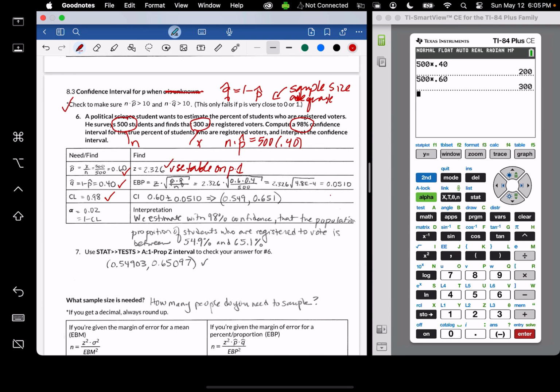And you might be wondering why we're using a z-score here. Well, for population proportion problems, we always use the z-score. We never use a t-score. All right, so now we're ready to calculate the EBP, which is z times big square root p hat q hat divided by n. So we plug in, there's our z-score, 0.6 times 0.4 divided by 500, take the square root of that, and then multiply.